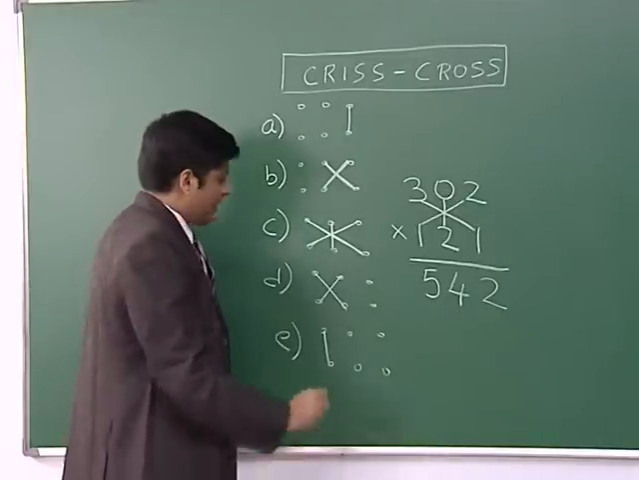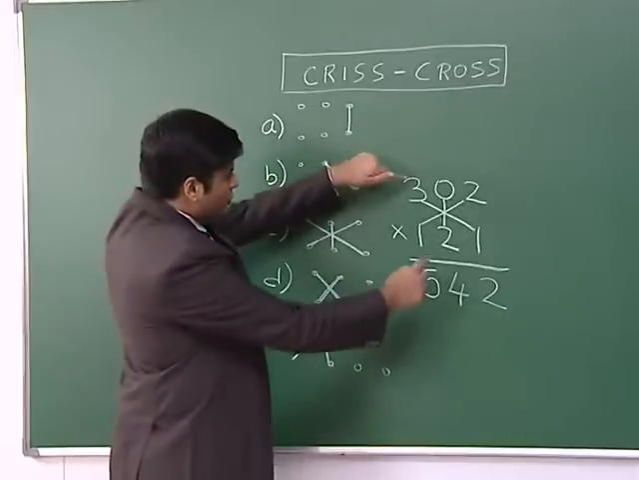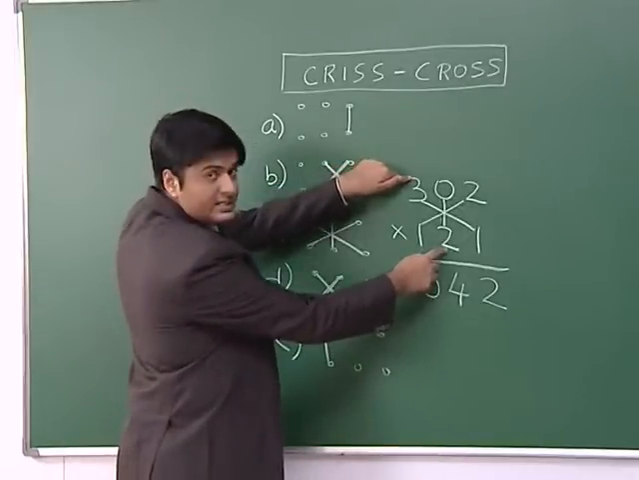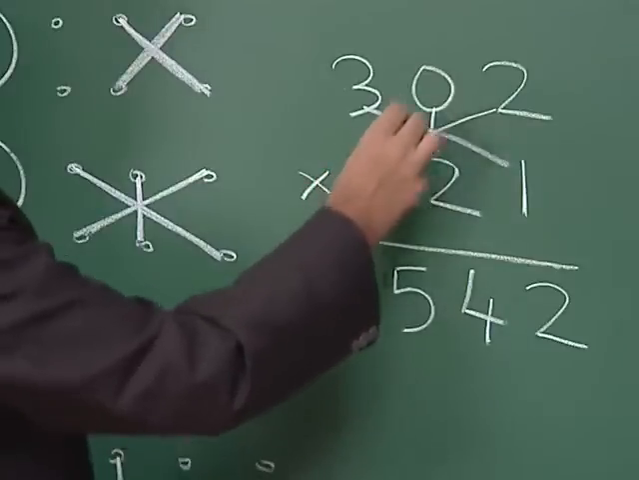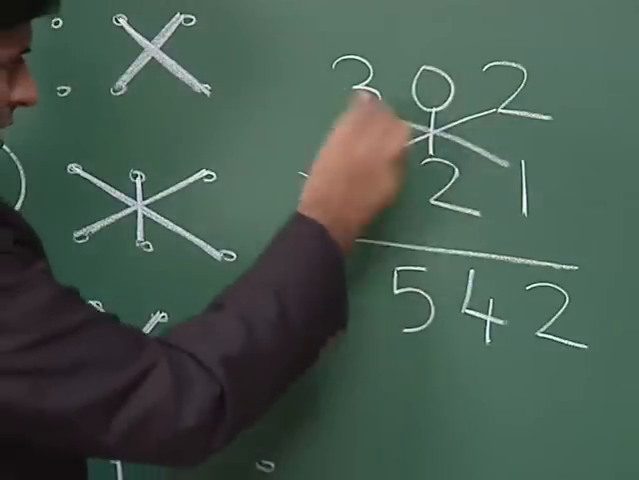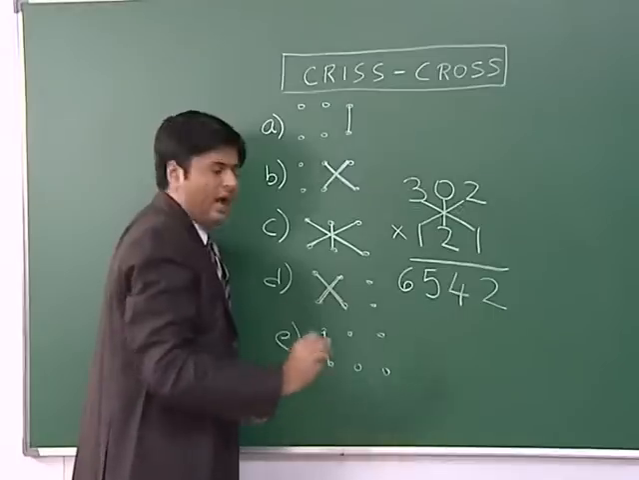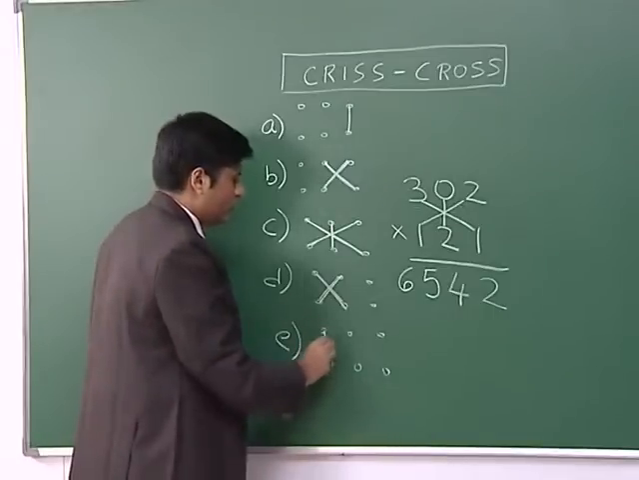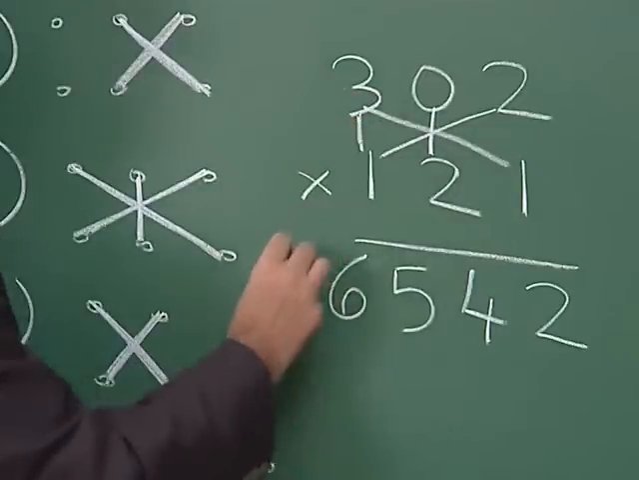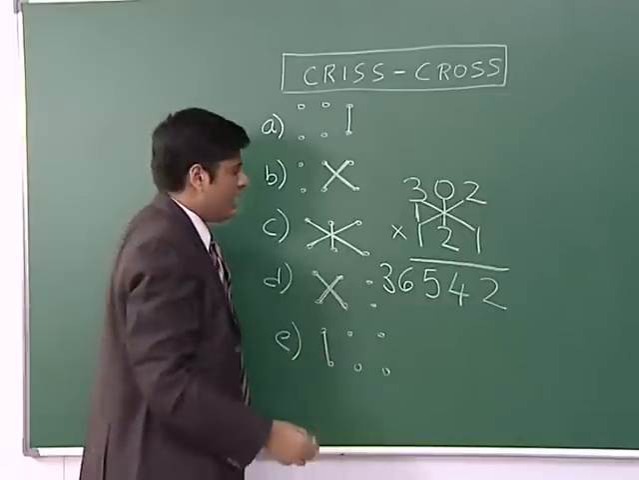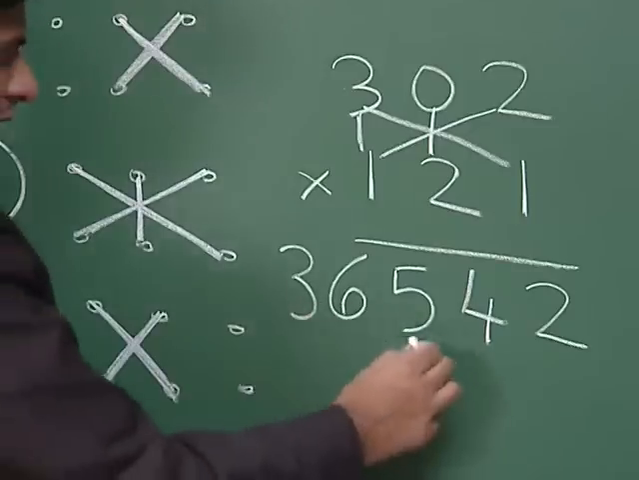Step D says multiply these two numbers and these two numbers. So 3 times 2 is 6, 6 I put in my mind, and 1 times 0 is 0. So 6 plus 0 gives me 6. Last step says multiply these two numbers, left and left. 3 times 1 is 3. And you see our final answer that we got in only one line is 36542.